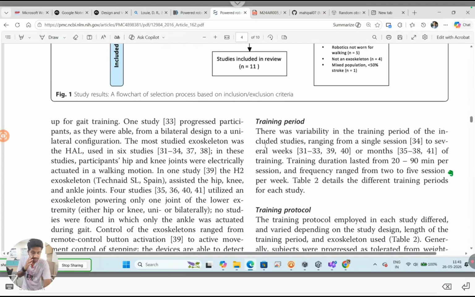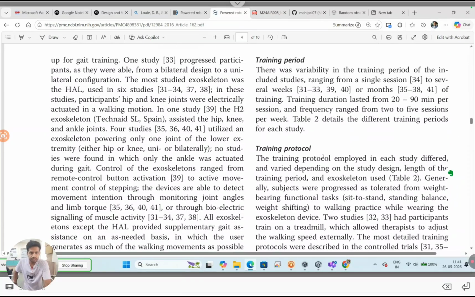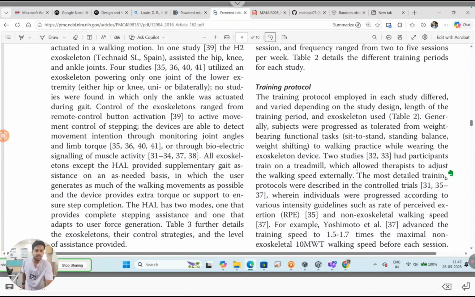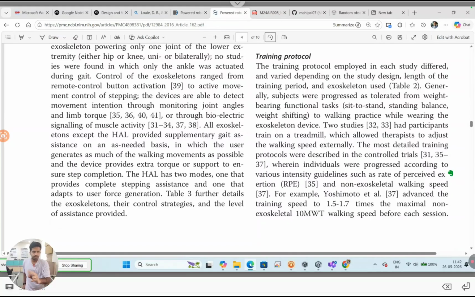Training period. There was variability in the training period of included studies, ranging from a single session to several weeks or months of training. Training duration lasts from 20 to 90 minutes per session, and frequency ranges from 2 to 5 sessions per week. Table 2 details the different training periods for these studies. Training protocols: the training protocol employed in each study differed and varied depending on study design, length of the training period, and exoskeleton use. Table number 2.